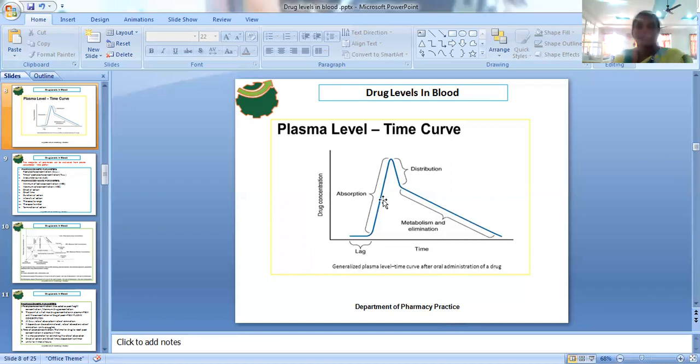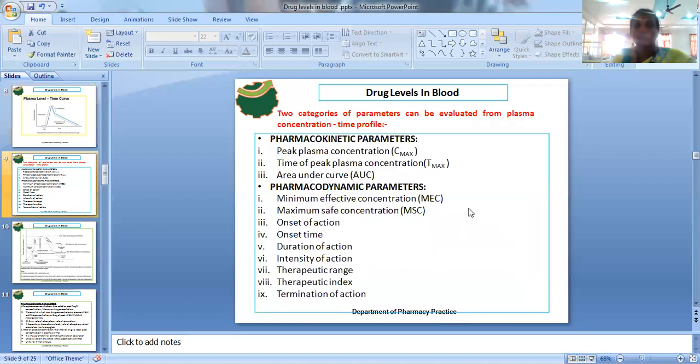And here, the whole plasma concentration time profile can be characterized depending upon two important kinds of parameters. First are the pharmacokinetic parameters and second are the pharmacodynamic parameters. This is the list of the pharmacokinetic as well as the pharmacodynamic parameters.